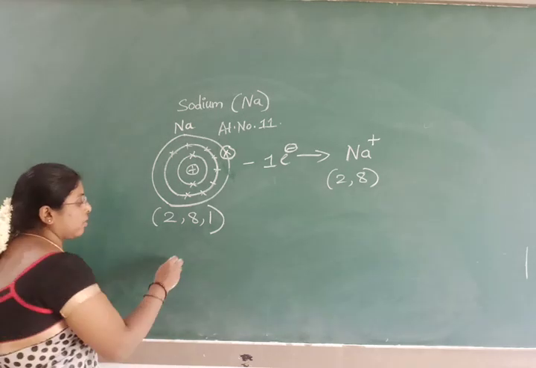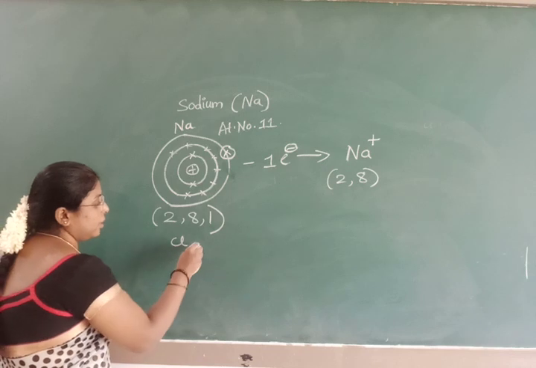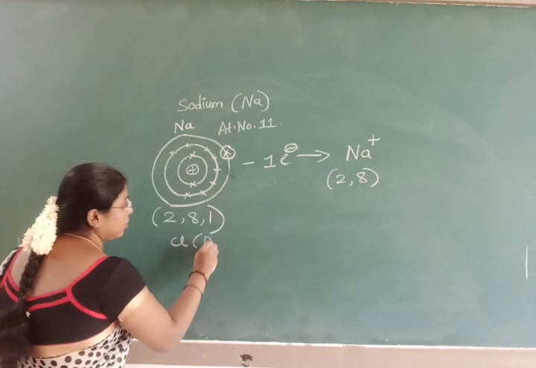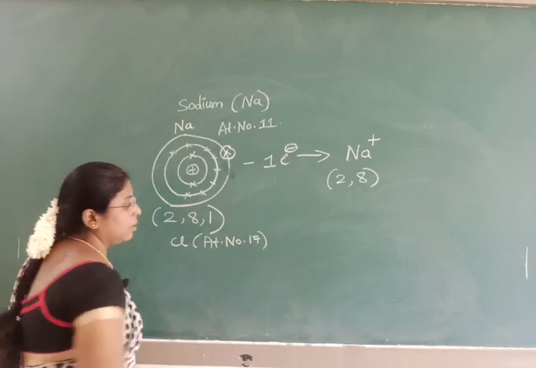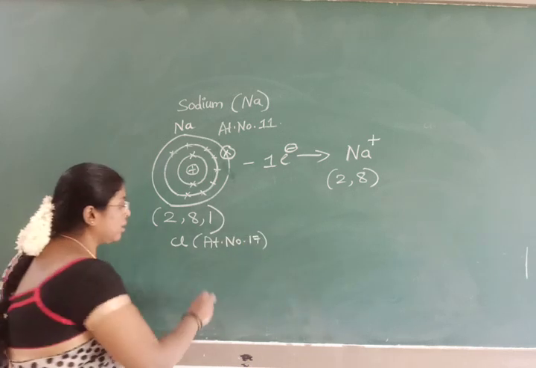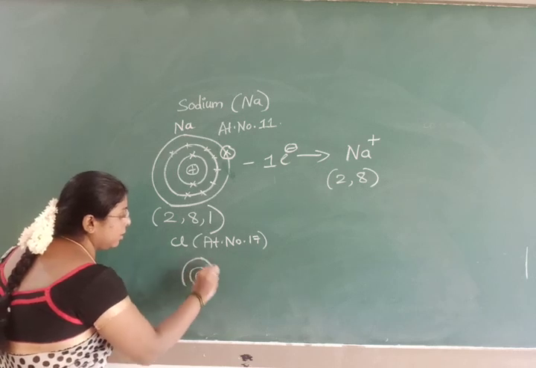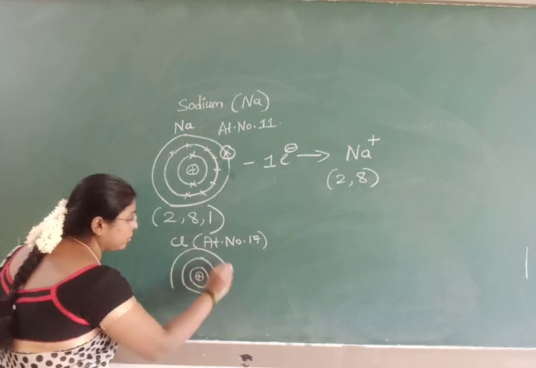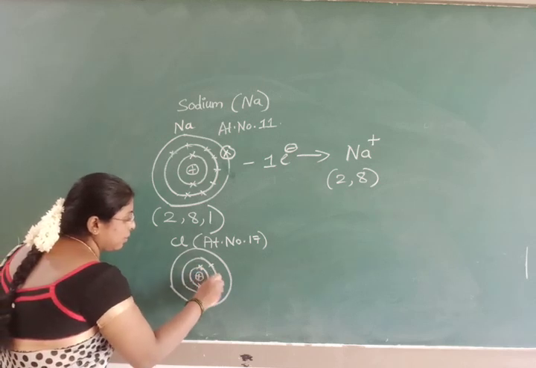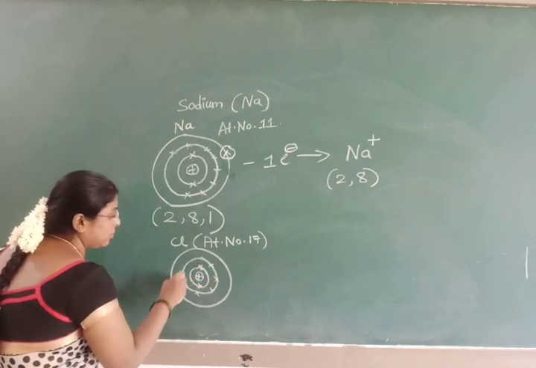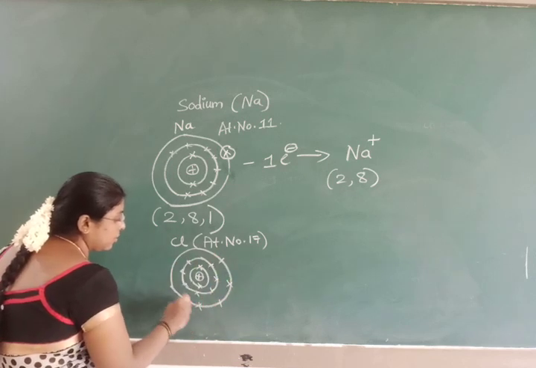Similarly, if I take chlorine, Cl, the atomic number for chlorine is 17. So here I can represent this as the first shell having 2 electrons, the second shell having 8 electrons and the outermost shell having 7 electrons.